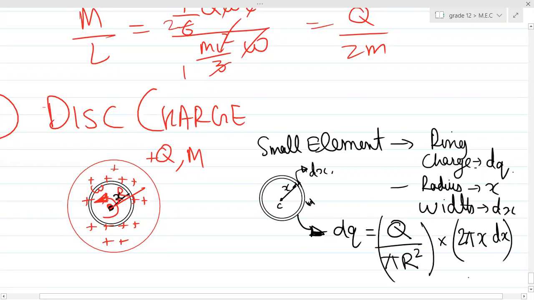Pi x square is not the area. We don't want the area of the whole ring. We don't want this area, guys. Someone was saying pi x square. Pi x square is basically the area of the disk which is enclosed. I don't want the disk. I just want this area, the area which is there on the ring.